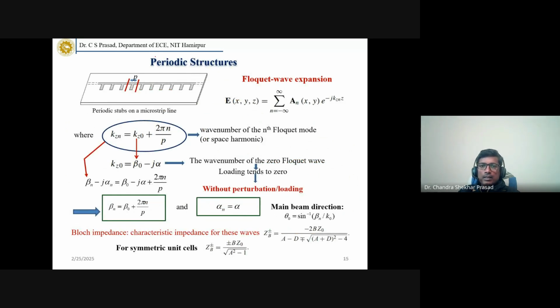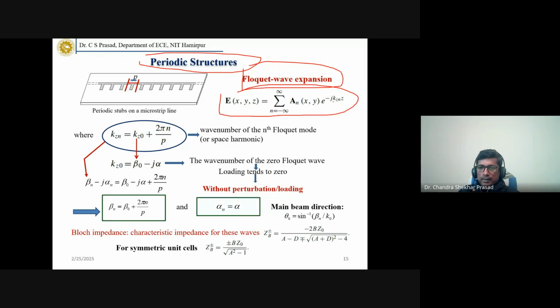Now coming to this periodic structure. Here I have shown a microstrip line, and then there is some perturbation of this microstrip line. These are basically stubs, fine, and these red lines denote one period of perturbation, fine. So if you apply this Floquet wave expansion, we can write this electric field or maybe magnetic field in this format.